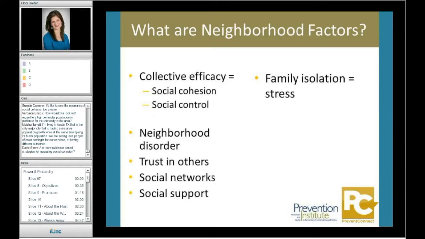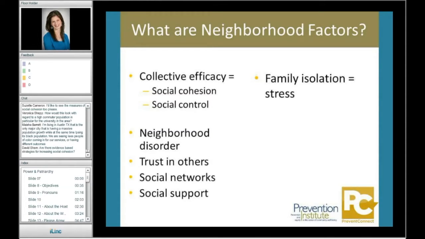So you can think about whether there is a way that we could influence the so-called disorder in this neighborhood, and could that be helpful? Are there ways that we could try to improve trust between people, increase social networks, or facilitate people supporting one another socially? And all of that is because of what you see in the other column, which is basically when families or people are living in isolation, that leads to more stress for all kinds of reasons.